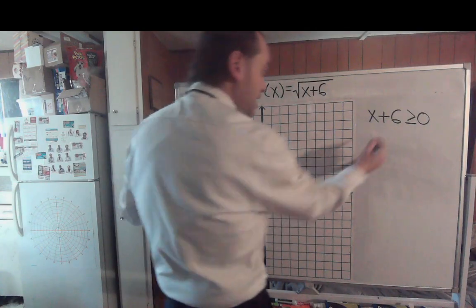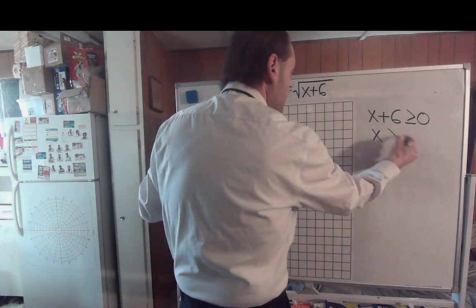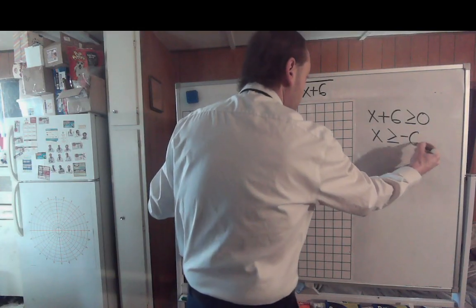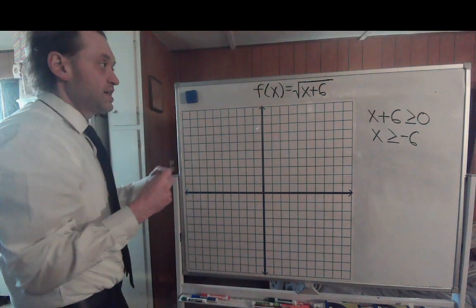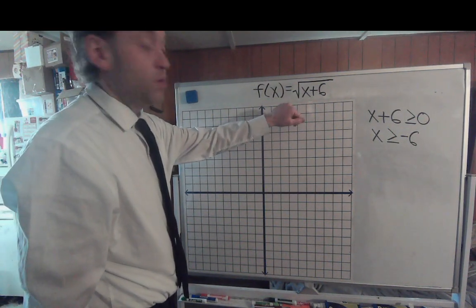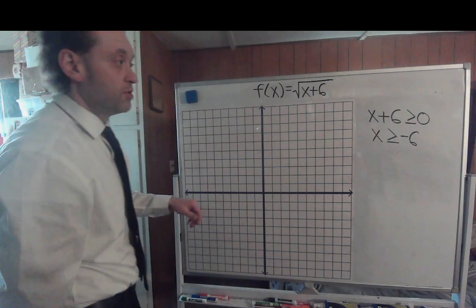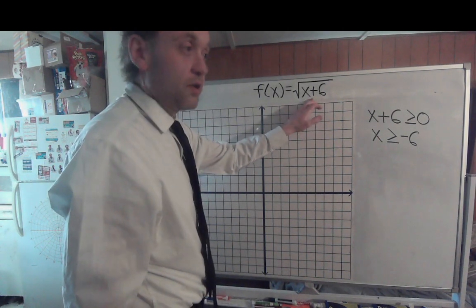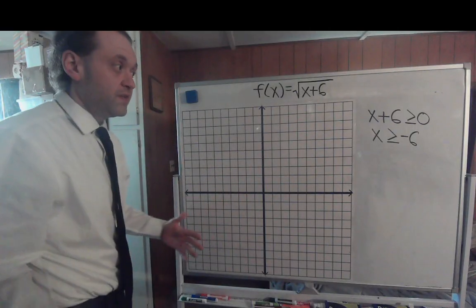Then solve for x. That tells you that your domain has to be x is greater than or equal to -6. Because if you go with -7 or less, you'll end up with the square root of a negative number. But if you put in -6 or greater, you'll end up with 0 or greater, which it's defined for.